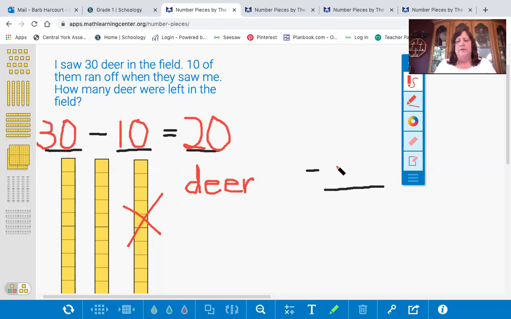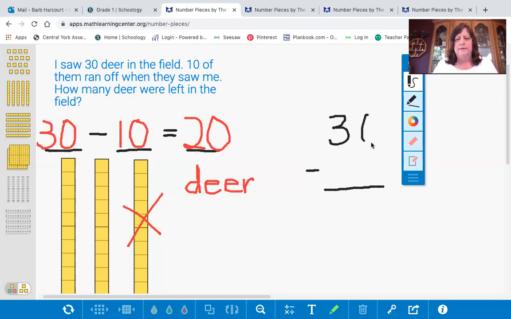I wrote this over here just as a little bit extra. If you want to, there are two ways you can set up a subtraction or addition problem. You can set it up horizontally like I did, or you can set it up vertically. So I will just show you a quick way. I'll just write the vertical problem quickly so that you can see. We're starting with 30.